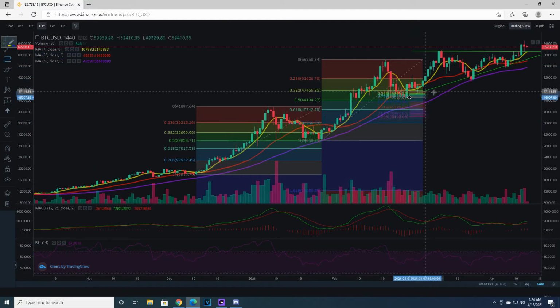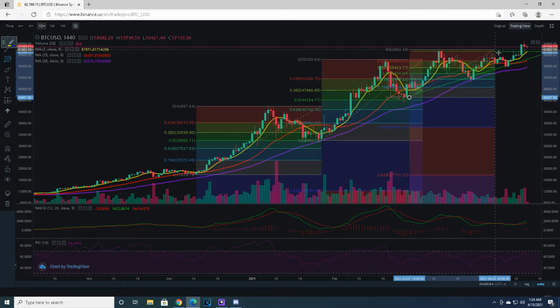So we're going to go from here to there, and we know we retraced to the 61 line. And the 61 line was where the 7 and 25 day crossed, and we got bullish pressure, and then we hit our resistance at the all-time high. But a consolidation point prior to getting to that was here at 57.8, the 23.6 line. We consolidated there for a while before we broke out.